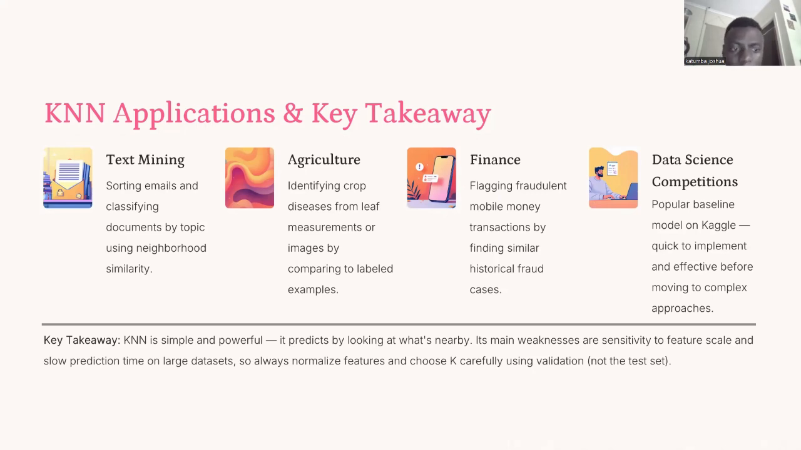KNN is simple and very powerful. It predicts by looking at the neighbors next to it. Though its main weakness is its sensitivity to feature scaling, and it can have slow prediction on large datasets.